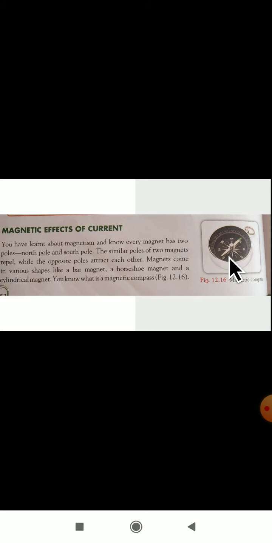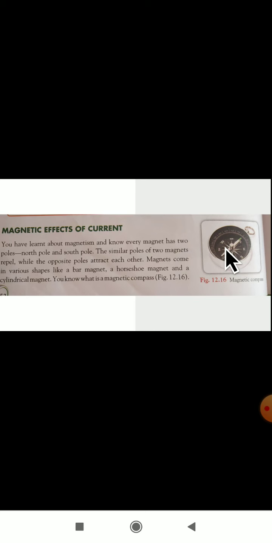The similar poles of two magnets repel, while the opposite poles, a north and a south pole, attract each other. Opposite poles attract each other. Magnets come in various shapes like a bar magnet, horseshoe magnet and a cylindrical magnet.